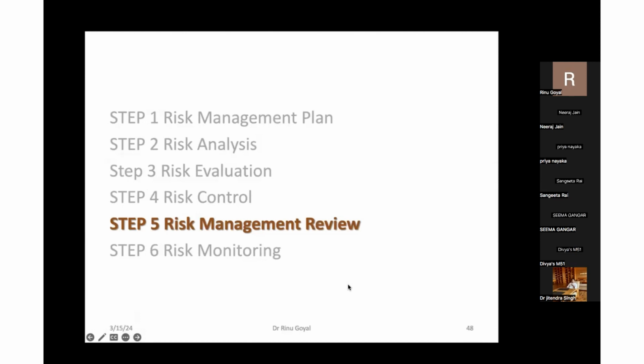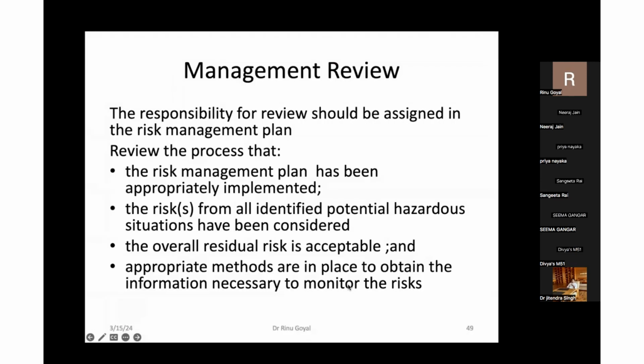Then comes the risk management review. In the review, first of all we have to assign the responsibility. The review process includes: has the risk management plan which has been implemented been appropriate or not? Have the risks from all identified potential hazard situations been considered or not? Is the overall residual risk which has remained acceptable or not? And are appropriate methods in place to obtain the information necessary to monitor risk or not?